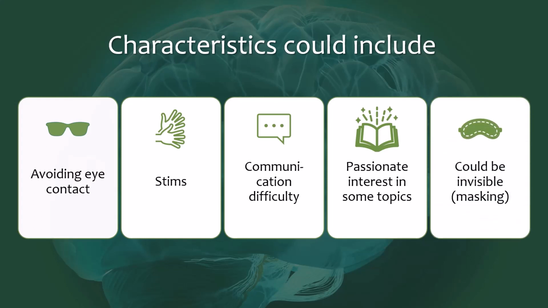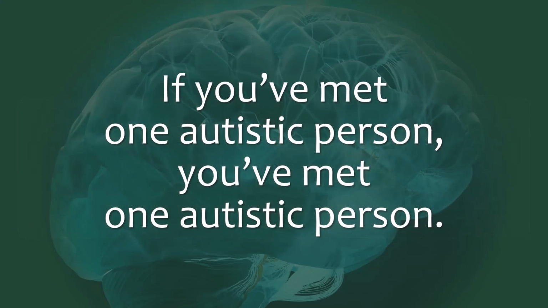And then autism could be completely invisible. Autistic people and many people with differences mask to try to fit in, which actually uses up a lot of energy and can be draining, leading to meltdowns. So you can't necessarily tell that an autistic person is autistic. There is no one profile for autistic people. Remember, if you've met one autistic person, you've met one autistic person.